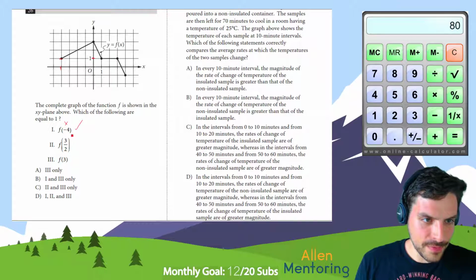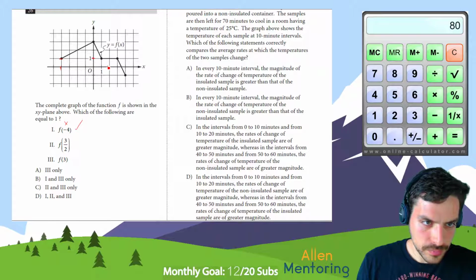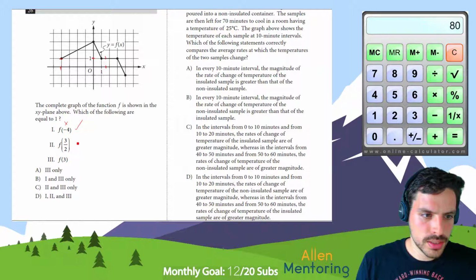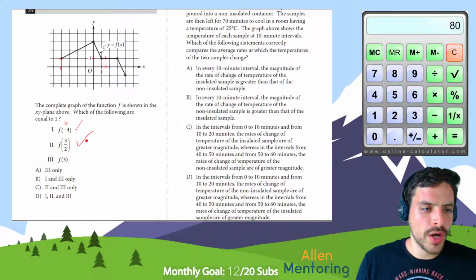What about f of 3 halves? So what 3 halves is, oops. 3 halves is right here, right? X is 3 halves right there. And so then we look at the y, and the y is 1 right there, right? So this works. So 1 and 2 work.